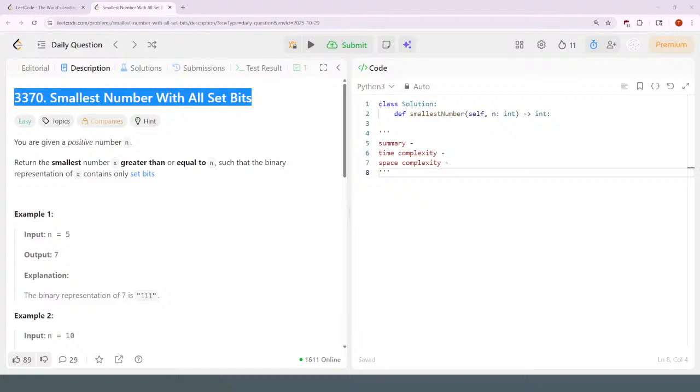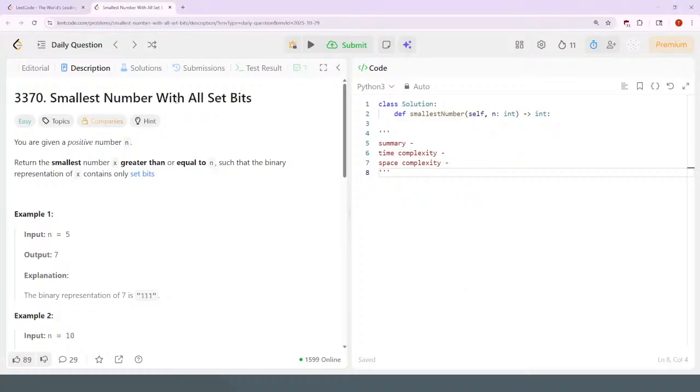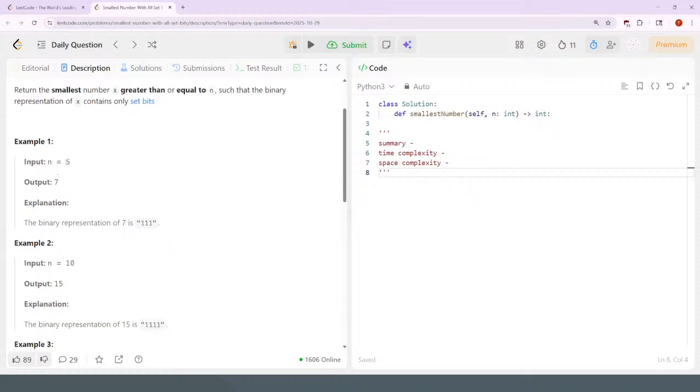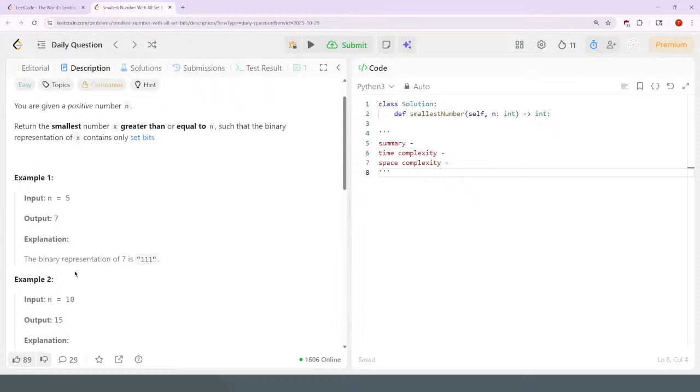Alrighty, let's see what we got here. Looks like we have an easy one: smallest number with all set bits. You're given a positive integer n, return the smallest number x greater than or equal to n such that the binary representation of x contains only set bits. N is 5, the answer is 7.